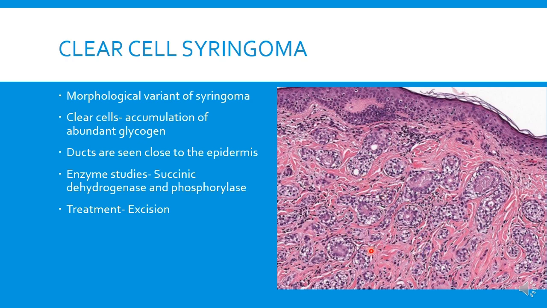The cytoplasm has a clear appearance due to the accumulation of abundant glycogen. So this could be a potential diagnostic pitfall, as the clear cell appearance could be confused with metastatic clear cell tumors from kidney, thyroid, or lung. But in this condition, the ducts are symmetrical, and they have this comma tail appearance. Enzyme histochemical studies have shown that this tumor is rich in enzymes like succinic dehydrogenase and phosphorylase, which are markers of eccrine glands. And treatment of this is excision.